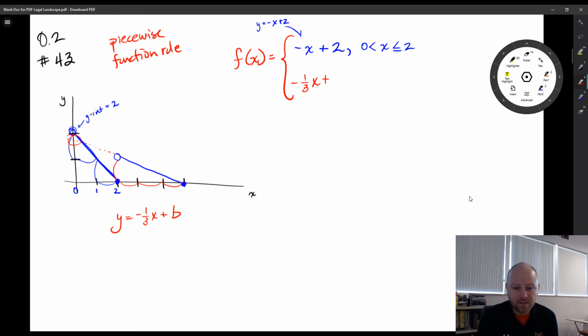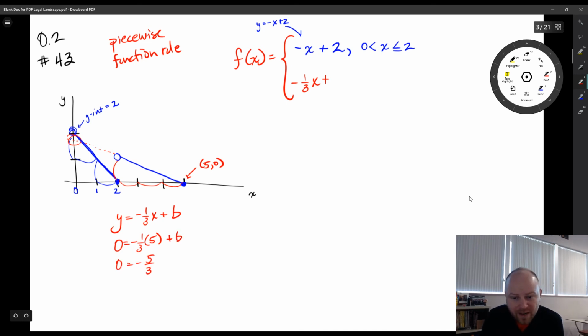So I know that the function looks like y equals -1/3 x plus some y value b. I'm trying to figure out what that number is. And we know also that the point (5, 0) exists on the graph. So maybe we can plug in (5, 0) and figure out what b is. So in place of y goes 0. In place of x goes 5. And that's going to give me 0 is equal to -5/3 plus b, which means that b is positive 5/3, so plus 5/3.